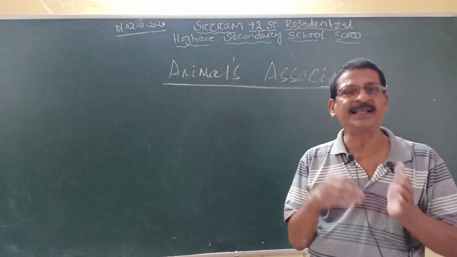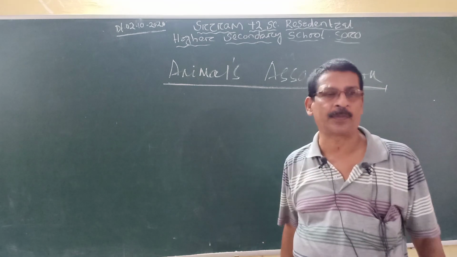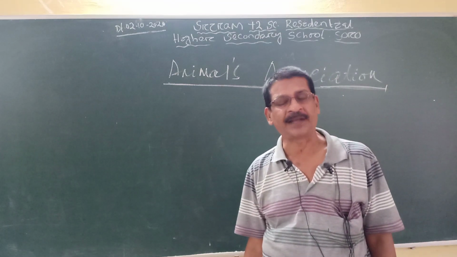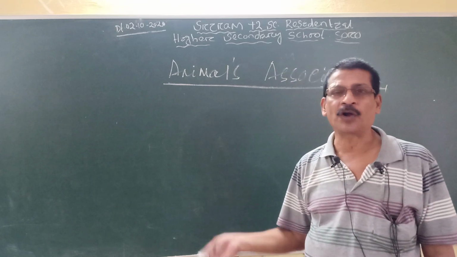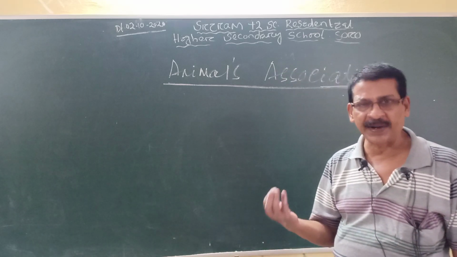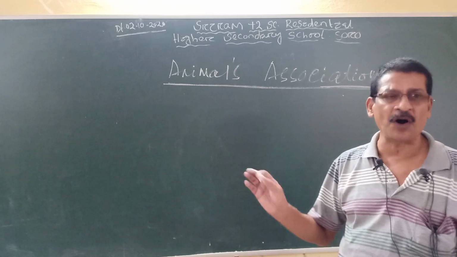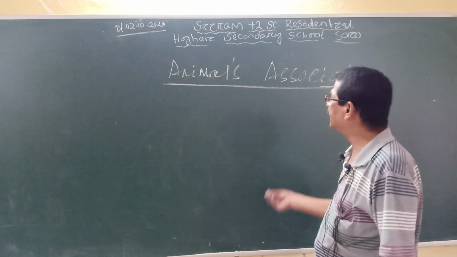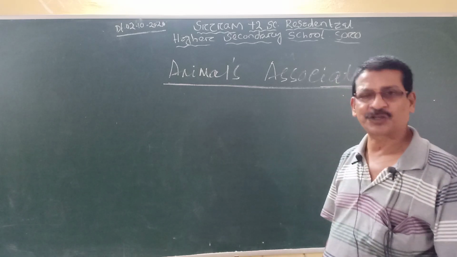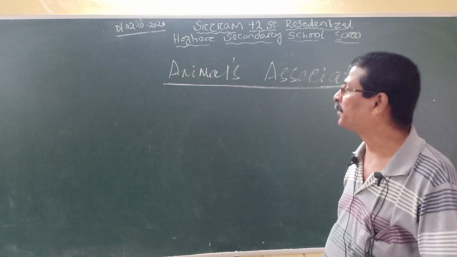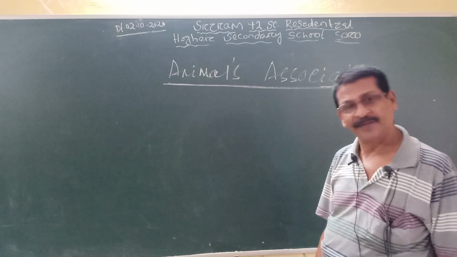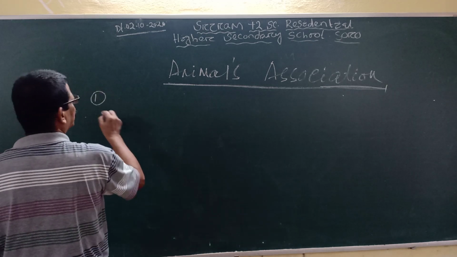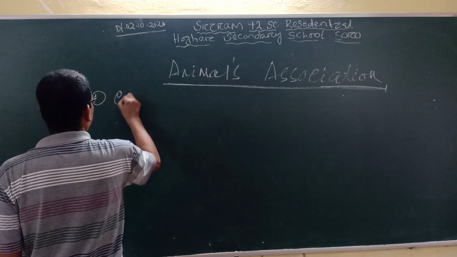Why is an animal associating with another living body? Due to certain conditions, either depending upon food, shelter, or protection, etc. Clear? Depending upon the nature of their association, it is mainly of three types. First of all, you come to commensalism.